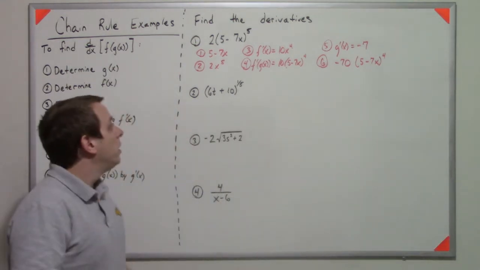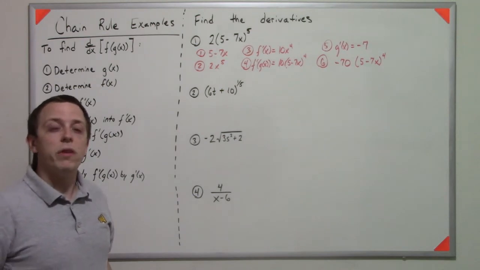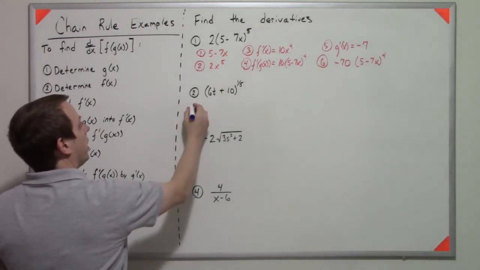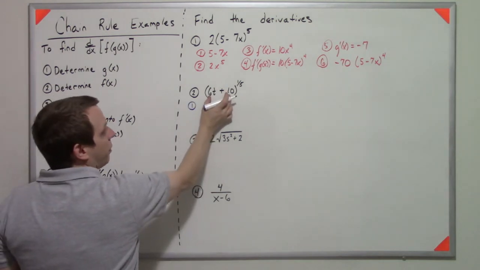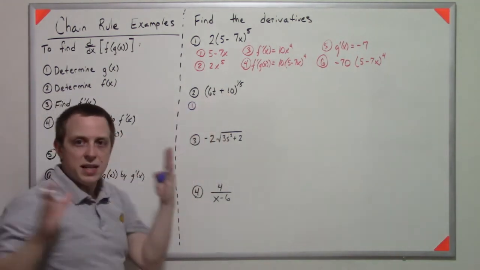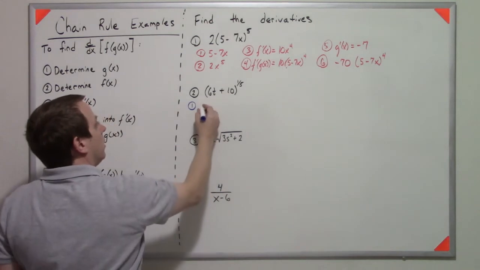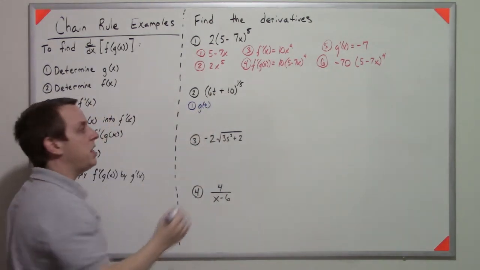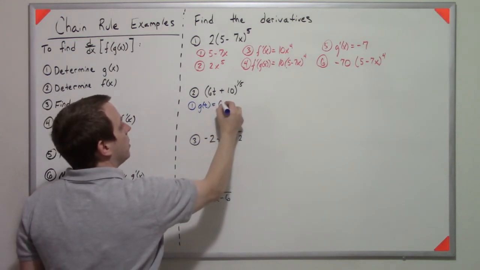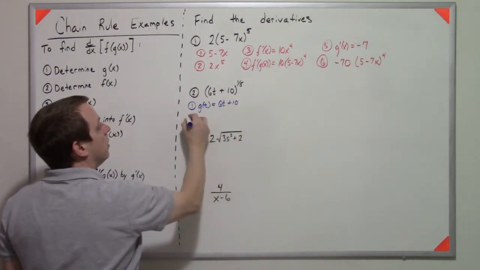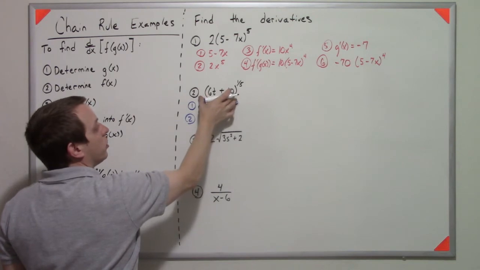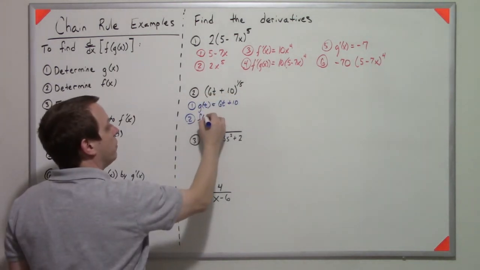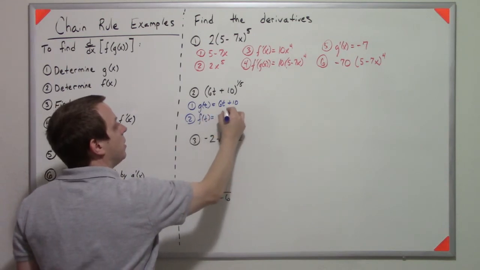Our next one is 6t plus 10 to the 1/5 power. So we're going to follow a very similar process. We're going to say, all right, my inside function, the thing that's nested far in there, that's my g of t this time. Notice that we're doing this with respect to t this time. g of t is 6t plus 10. And my outside function, something to the 1/5, so f of t is t to the 1/5.